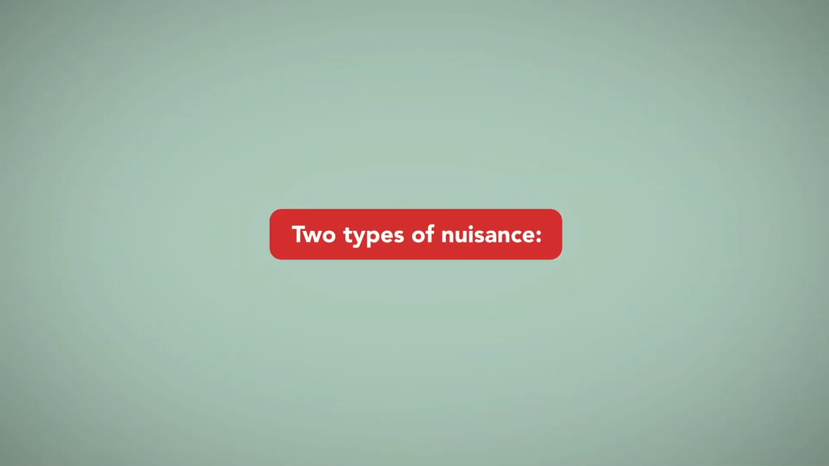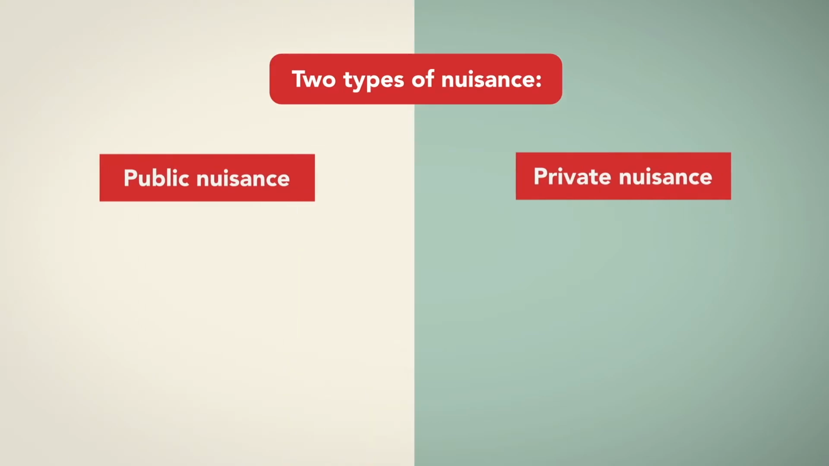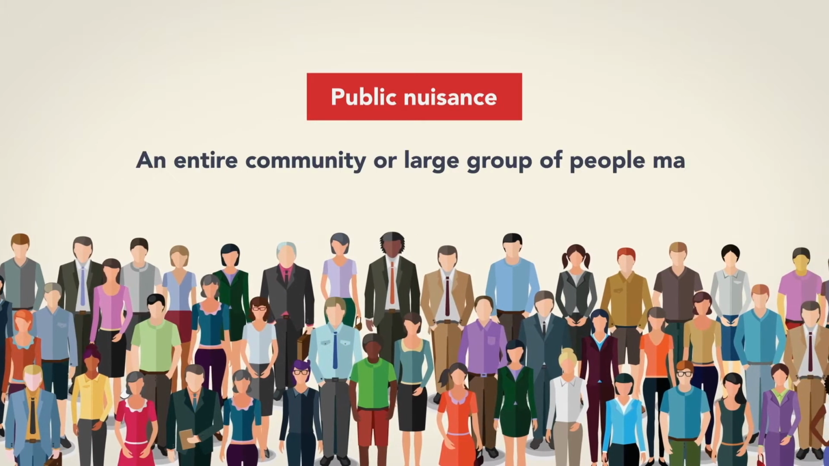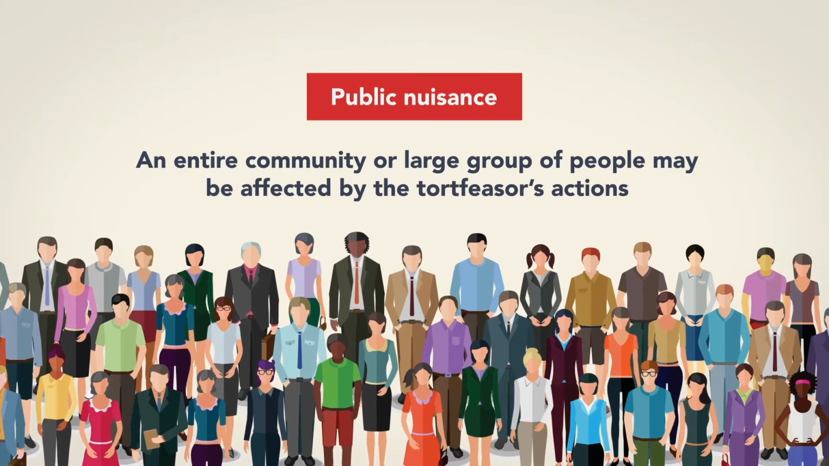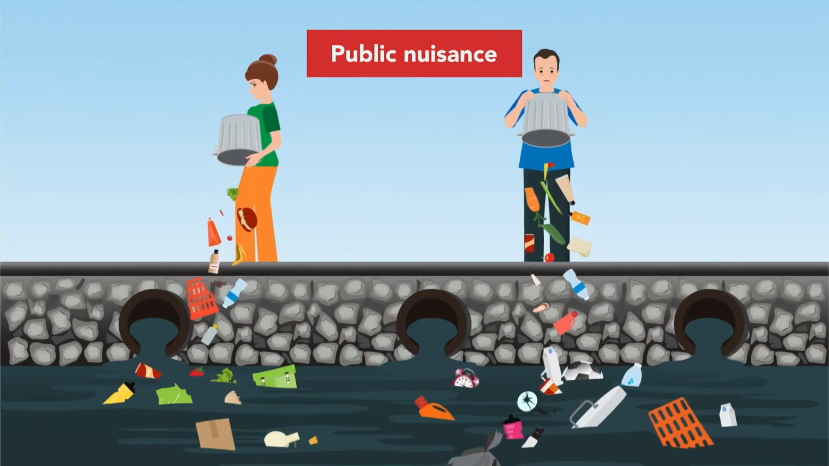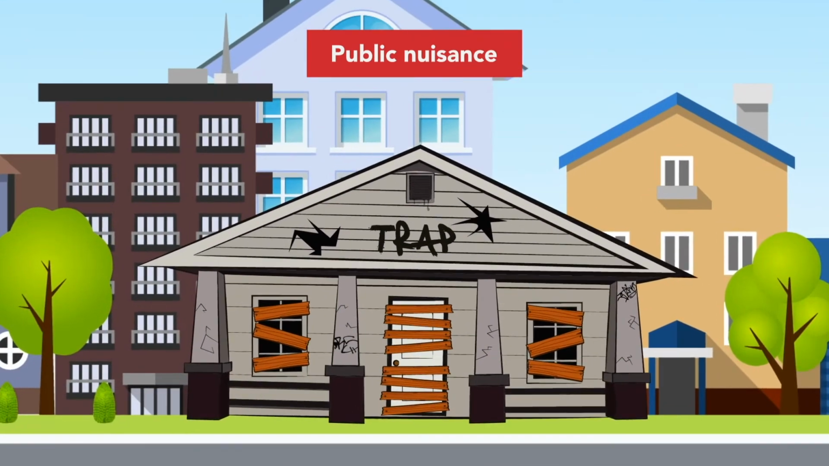There are two types of nuisance: public and private. Public nuisance involves infringement on public rights. With a public nuisance, an entire community or large group of people may be affected by the tortfeasor's actions. Examples of public nuisance may include polluting the local lake or operating a drug house.